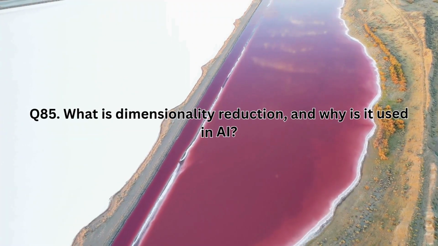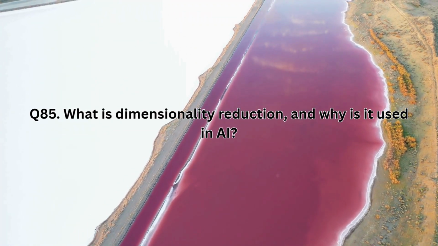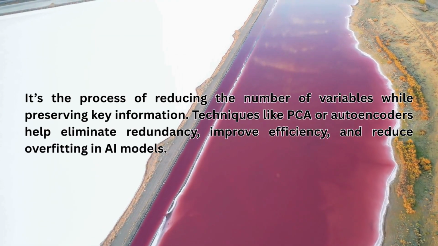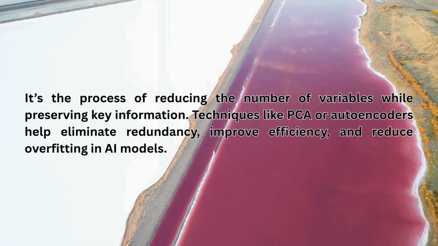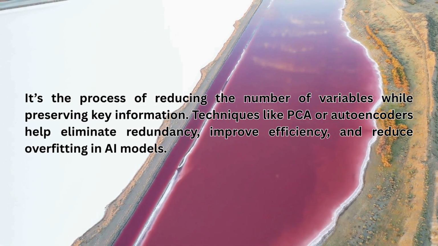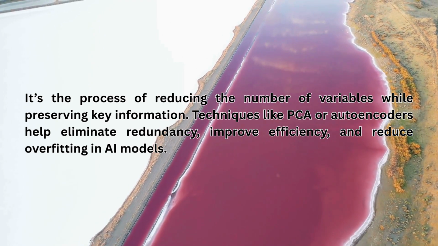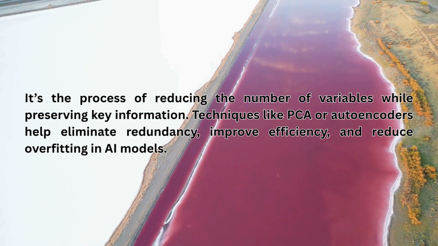What is dimensionality reduction, and why is it used in AI? It's the process of reducing the number of variables while preserving key information. Techniques like PCA or autoencoders help eliminate redundancy, improve efficiency, and reduce overfitting in AI models.